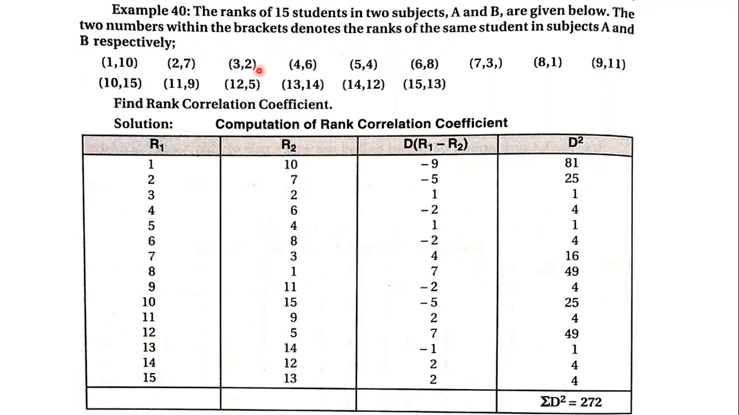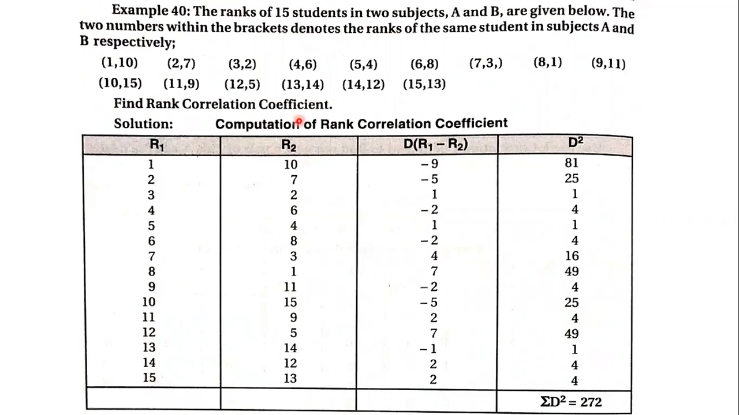Then R1 is 3, R2 is 2. Then next one, R1 is 4, R2 is 6. R1 is 5, R2 is 4. Likewise, you have to write all these ranks in R1 and R2. And these are the ranks which are given of 15 students. Once you write these ranks completely, for R1 you will have the ranks starting from 1 till 15. And for R2, you have a jumbled up ranking given.